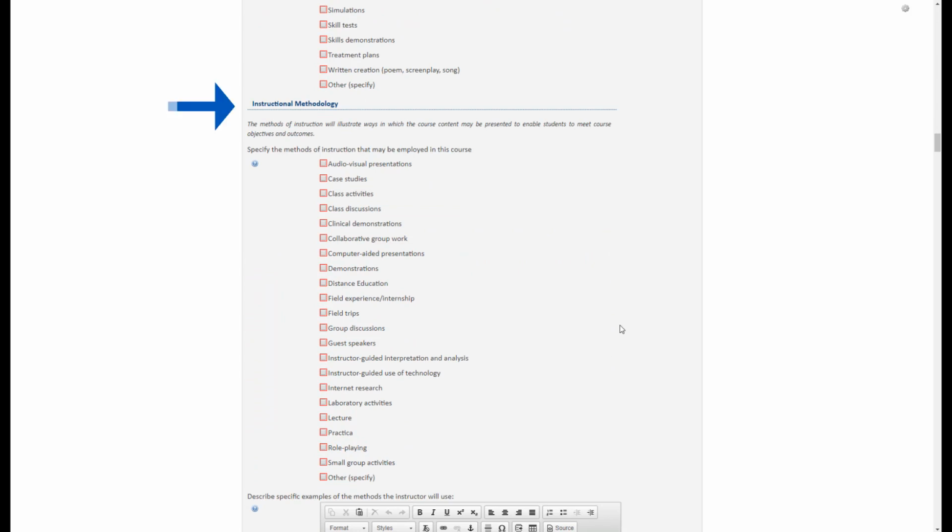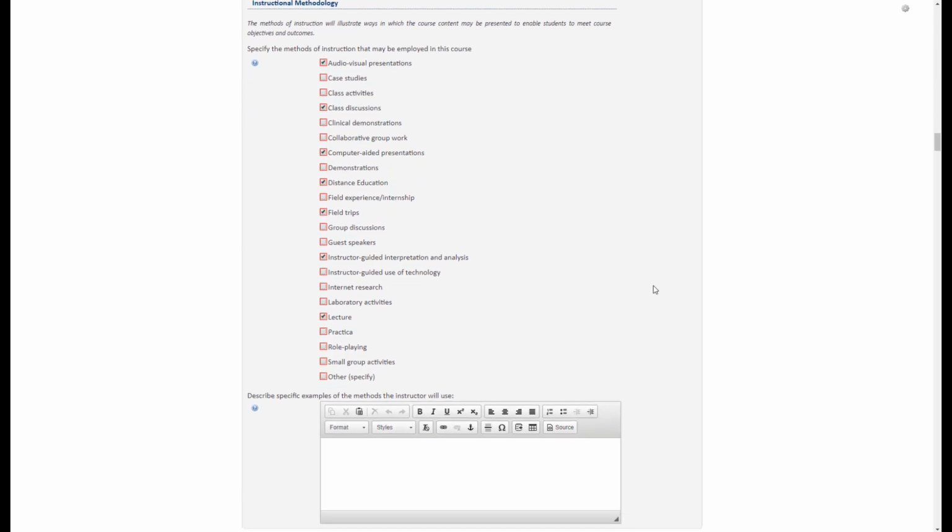The methods of instruction will illustrate ways in which the course content may be presented to enable students to meet course objectives and outcomes. Specify the methods of instruction that may be employed in this course by choosing from the list provided. So, audio-visual presentations, if you show any kind of video, class discussion, computer-aided presentations if you use PowerPoint at all. If you want your course to be offered online in any portion, make sure you select this distance education box. We listed field trips above, so we will select field trips here, instructor-guided interpretation and analysis, and lecture.